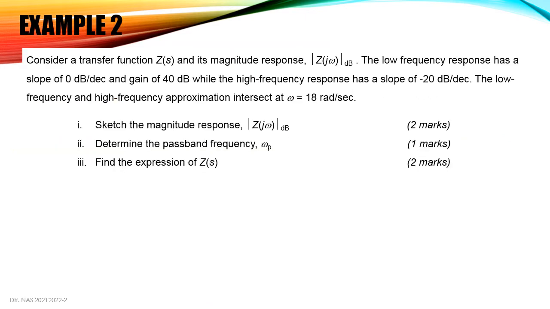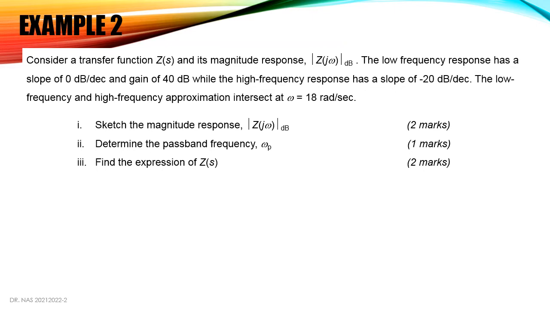Okay, let's look at the second example. Consider a transfer function Z(s) and its magnitude response Z(j omega) in dB. The low frequency response has a slope of 0 dB, meaning that it's a flat line, and gain of 40 dB, while the high frequency response has a slope of negative 20 dB per decade, meaning that you have a slope going down by 20 dB per decade. The low and high frequency approximations intersect at omega equal to 18 radian per second. So sketch the magnitude response Z(j omega).